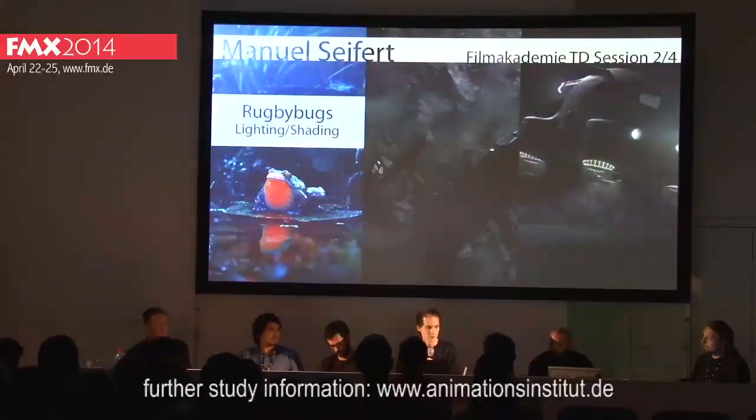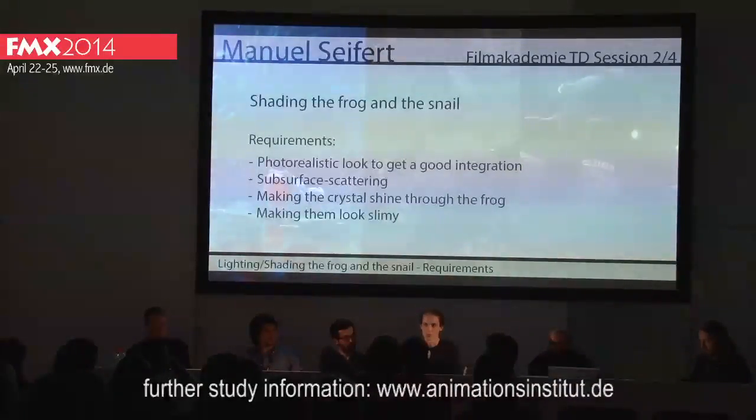I want to start with Rugby Bugs. I'll jump right in with some requirements that we set for the shading for the frog and the snail. I put the frog and the snail together because their shading setup is pretty similar. The requirements were, of course, a look which is as photorealistic as possible, just to get a good integration into the set. And we had a lot of subsurface scattering on them. For the frog, when he swallows the crystal, of course the crystal should shine through his belly. And yes, frogs and snails should be slimy.